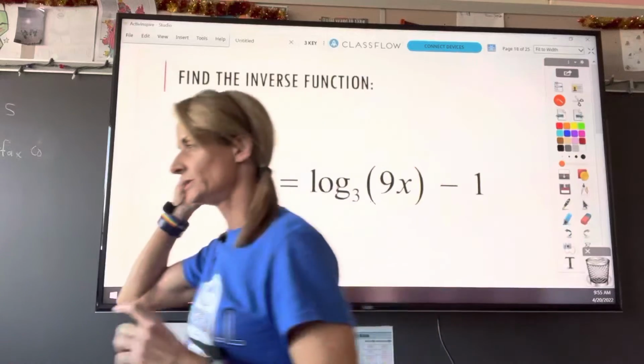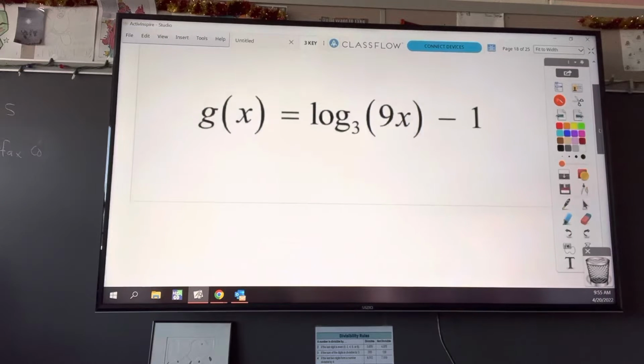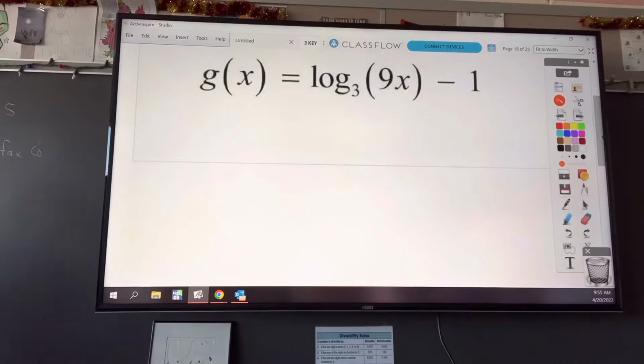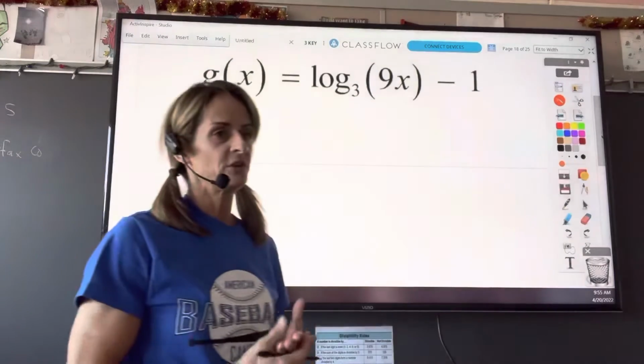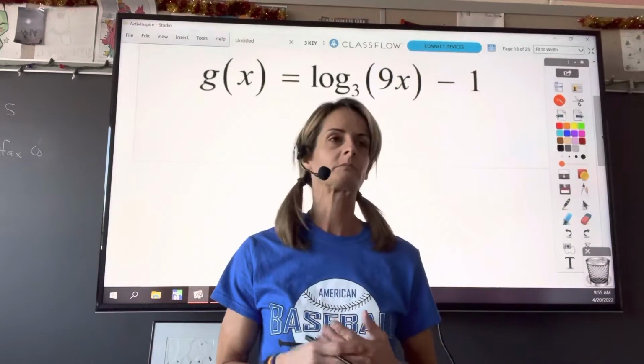Okay, so we're gonna start with this problem. Just go ahead and write it down on some paper. I will attach these worksheets. So we have found inverse functions before in Unit 1, and then I think we did it with trig as well.